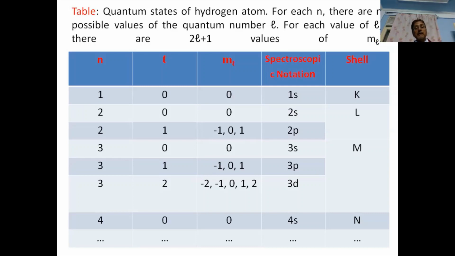n is equal to 3 will give L is equal to 0, 1 and 2. L is equal to 0 will give ml is equal to 0. L is equal to 1 will give ml is equal to minus 1, 0, 1. And L is equal to 2 will give minus 2, minus 1, 0, 1, 2. And the corresponding orbitals for L is equal to 0 we have 3s. For L is equal to 1 we have 3p. For L is equal to 2 we have 3d. And all these together are in the M shell. Similarly, we can analyze the case for n is equal to 4 also.